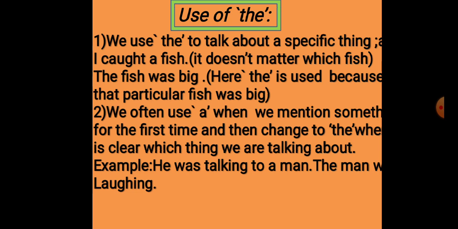2. We often use a when we mention something for the first time and then change to the when it is clear which thing we are talking about. For example, he was talking to a man. The man was laughing. We have used a for the first time, but for the second time we have used the because now we know about the man.